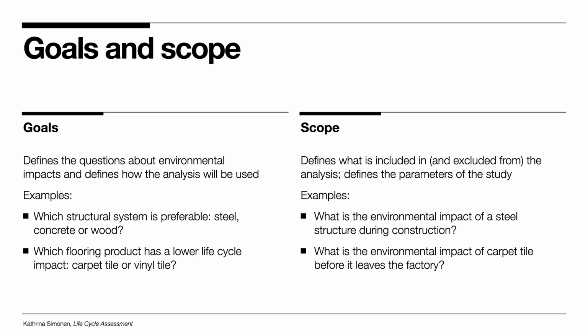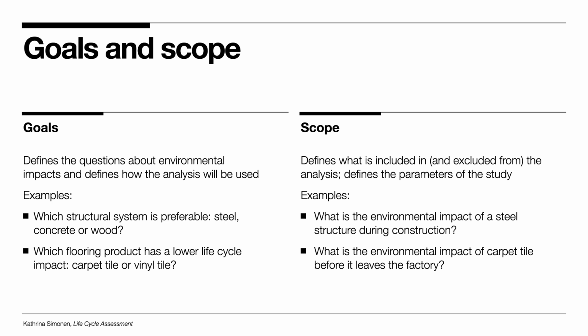So questions could be, this is a very common one: which structural system do we want to use? Which will have the least impact environmentally, right? Or a specific product, like a flooring product. Maybe we don't want to use either carpet tile or vinyl tile. How do we know? The scope is you're defining what are we including and what are we not. If you include the world, you'll never get to the calculations, right? So this is where good wording is very important.